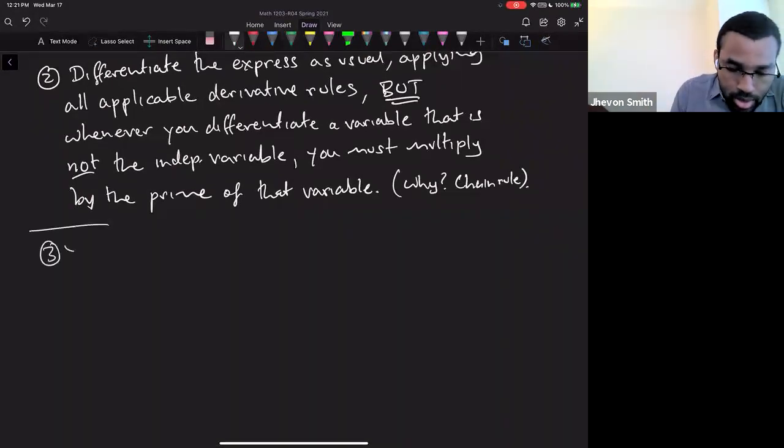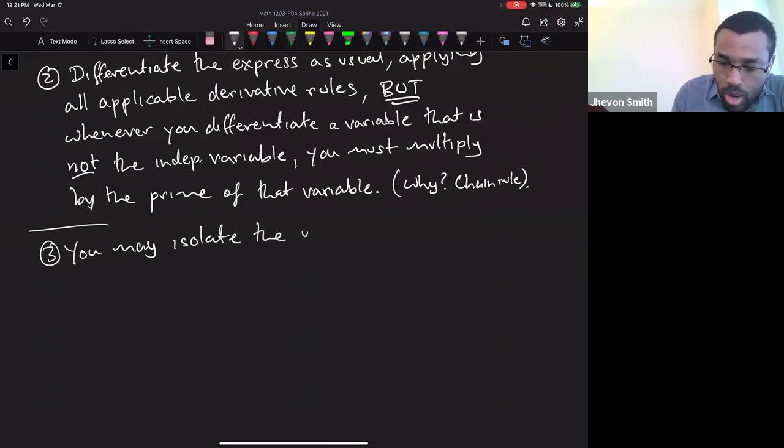Third, you may isolate the y prime if you need to solve for it.